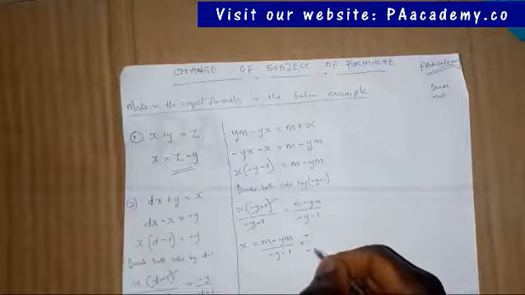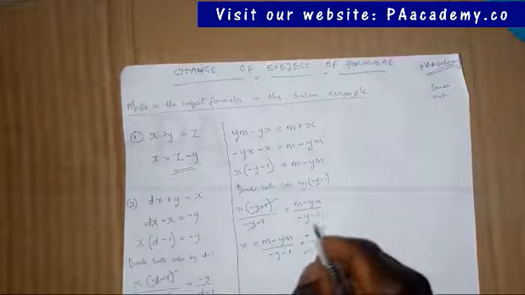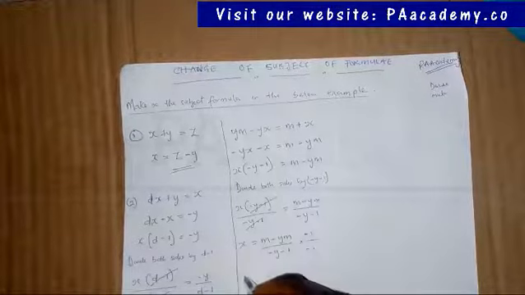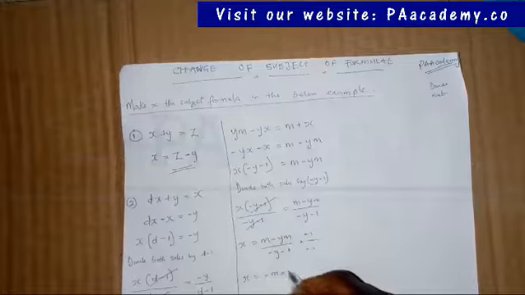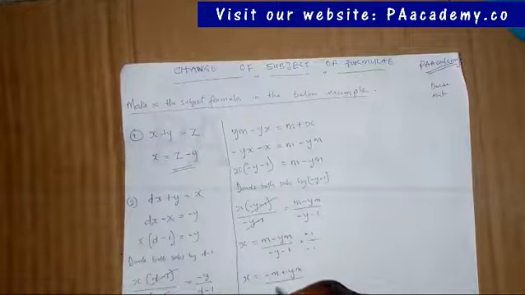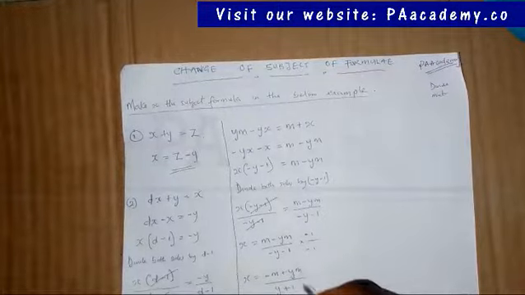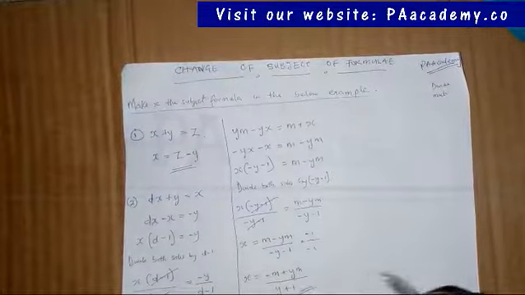So let me just say minus 1 and divided by minus 1. So to just change the sign, that means we're going to be having our x equals to minus m plus ym over y plus 1. So it is more appropriate like this. So this will be our final answer.